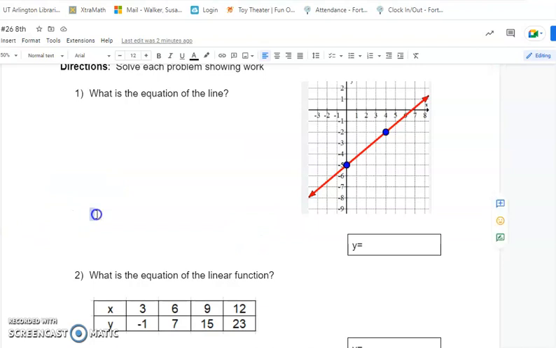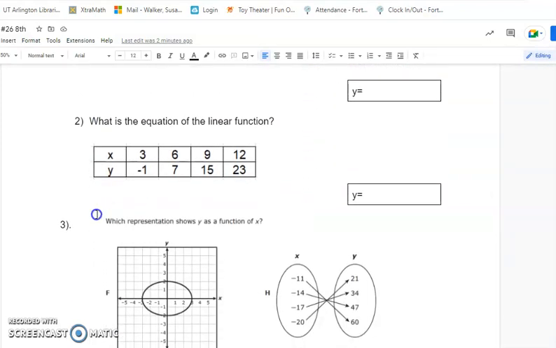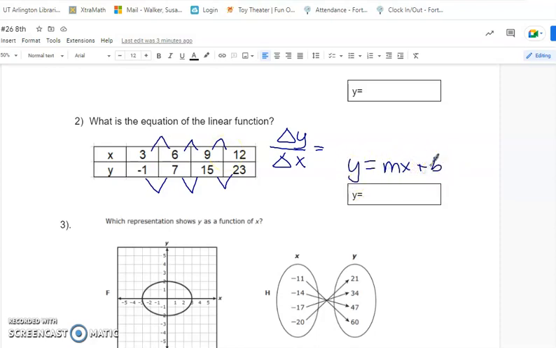Number 2, what is the equation of the linear function? Okay, so as you know, we start with delta y over delta x, okay? Nothing tricky on this one, I promise. I will give you one hint. It is not going to go through 0, 0. So it's going to be this form, okay? So when you take the table back, it's going to tell you your b, okay?